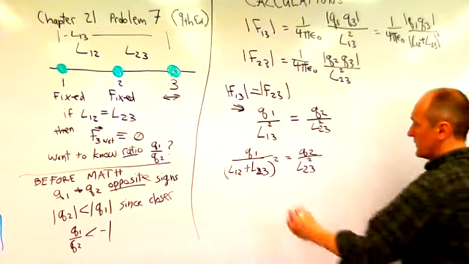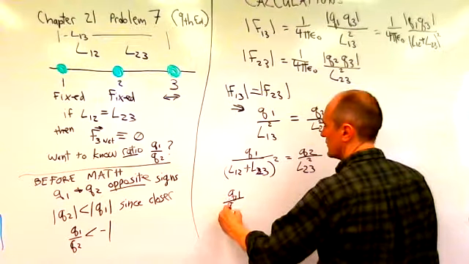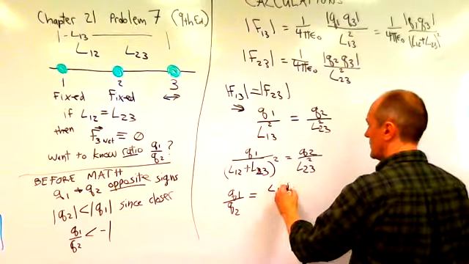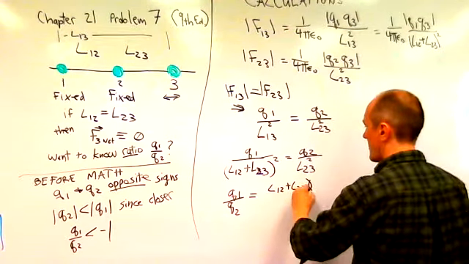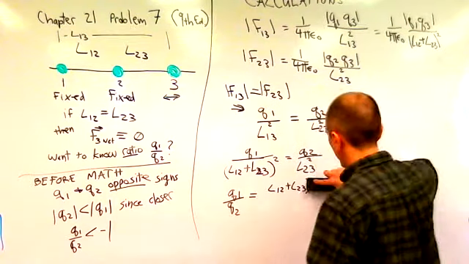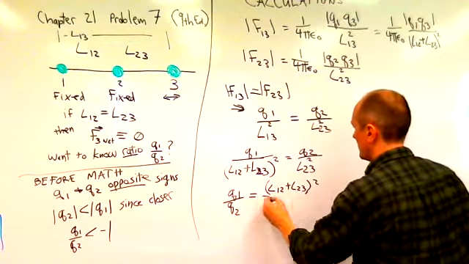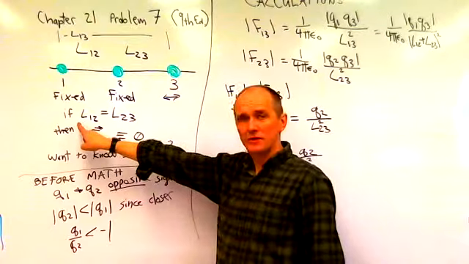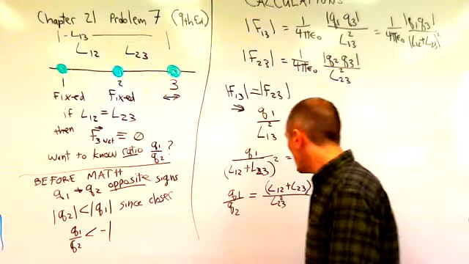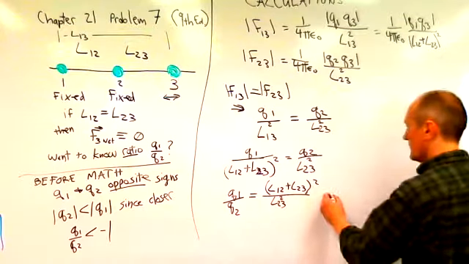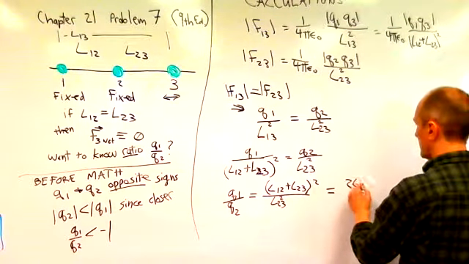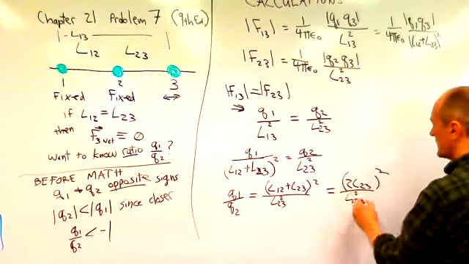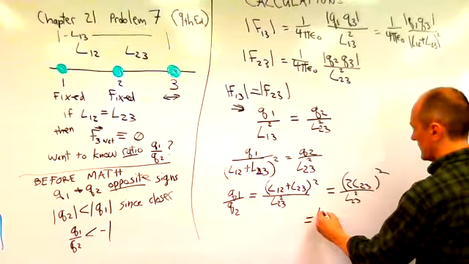So, since we're finding Q1 over Q2, that means Q1 over Q2 equals L12 plus L23 squared over L23 squared. Now we're told that this is the situation that happens when these two are equal. So when these two are equal, this is 2L23 squared over L23 squared, which is 4.